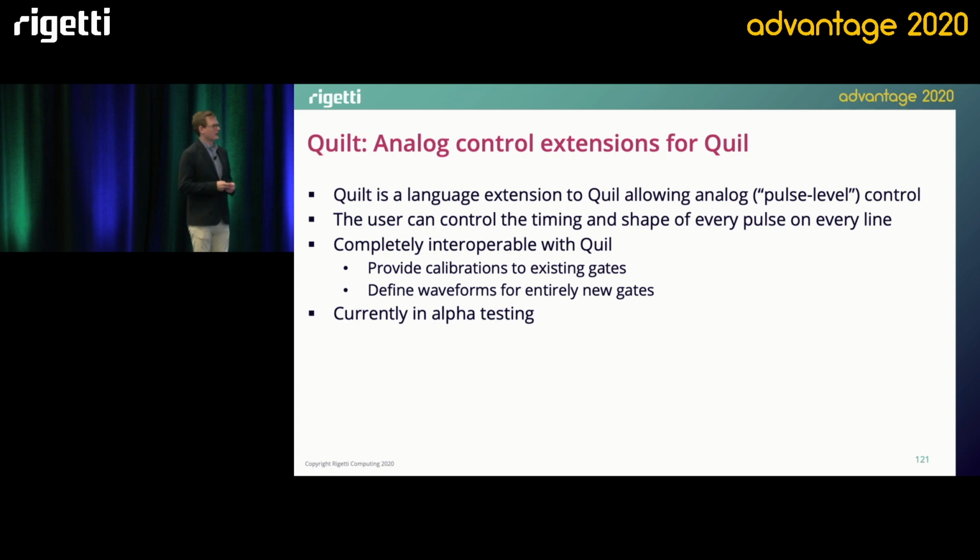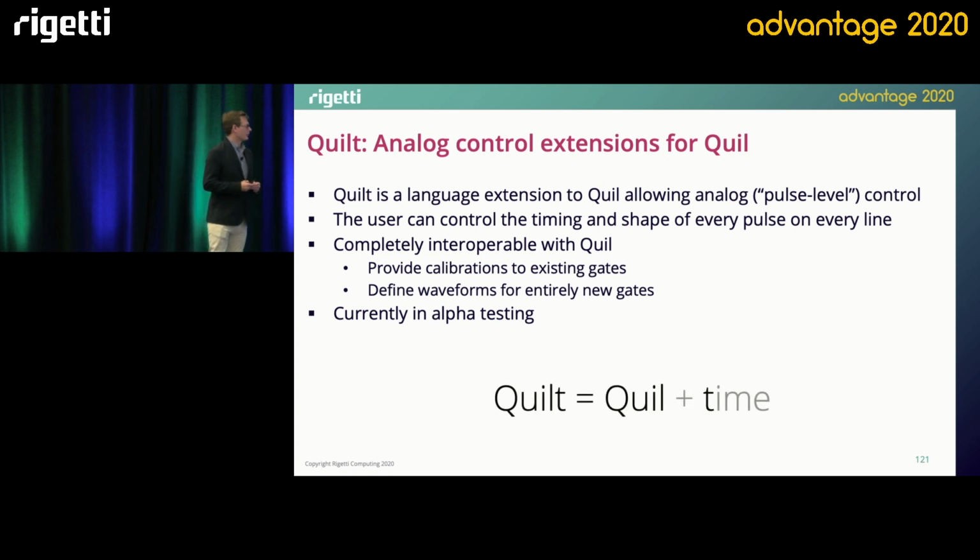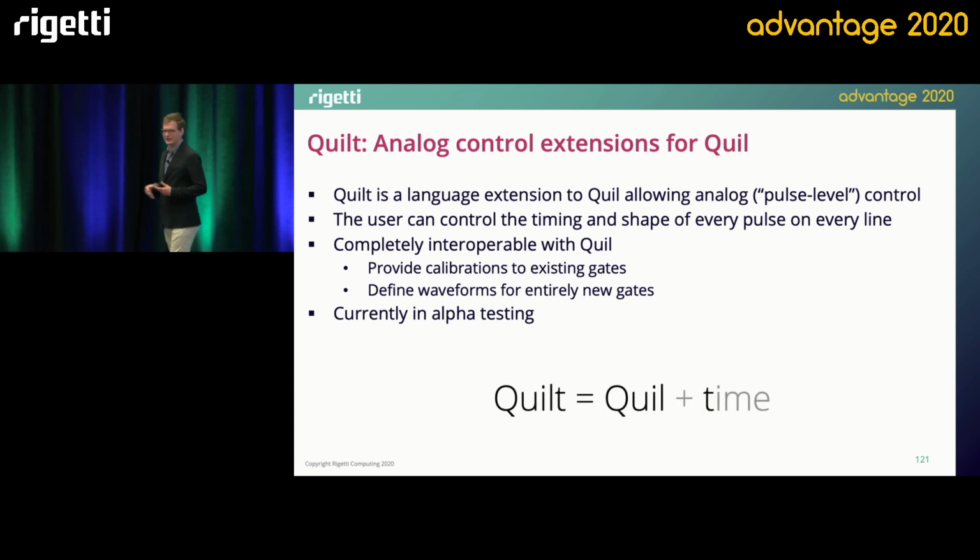It's currently in alpha testing. Our tooling supports it. We're going to see a little demonstration of this a little bit later from one of our first users from Horizon Computing. And we plan on making it more broadly available. Just out of a little bit of curiosity, Quilt, the name comes from Quil plus time. We really like this Quil plus letter thing, or at least I do.